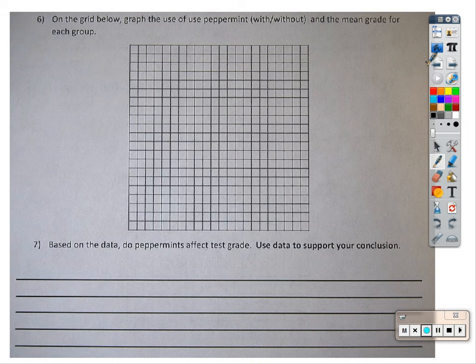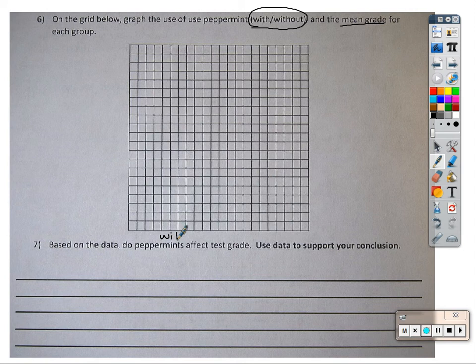Next thing we're asked to do, though, is do a little graphing. We're doing the use of peppermint, with and without, versus mean grade. Words, numbers. Anytime we're dealing with words and numbers, we're going to be making a bar graph. The words go on the bottom.